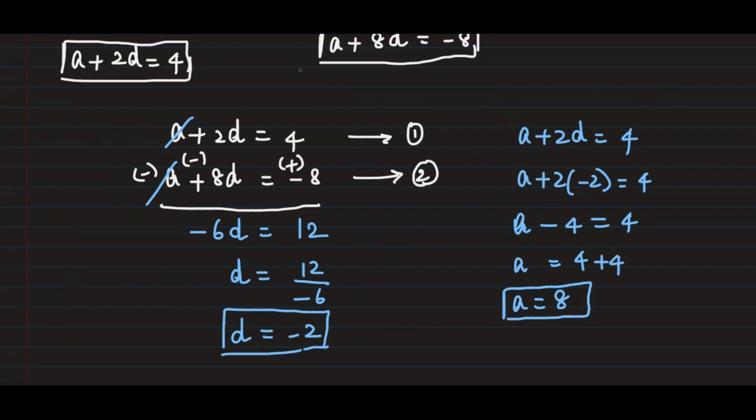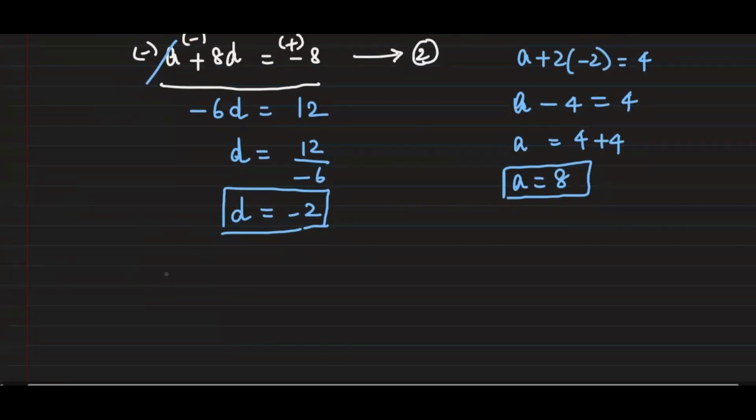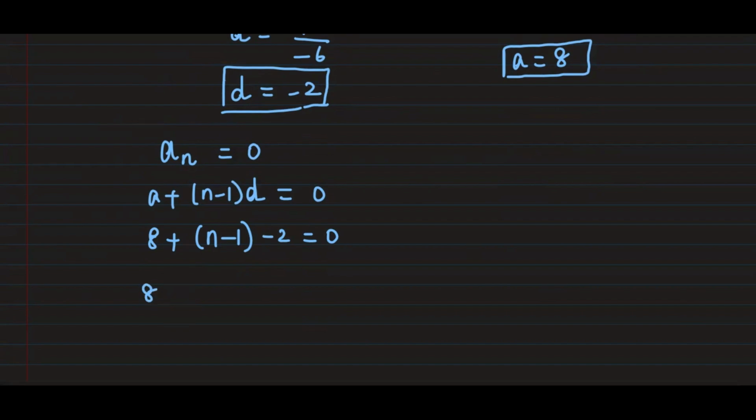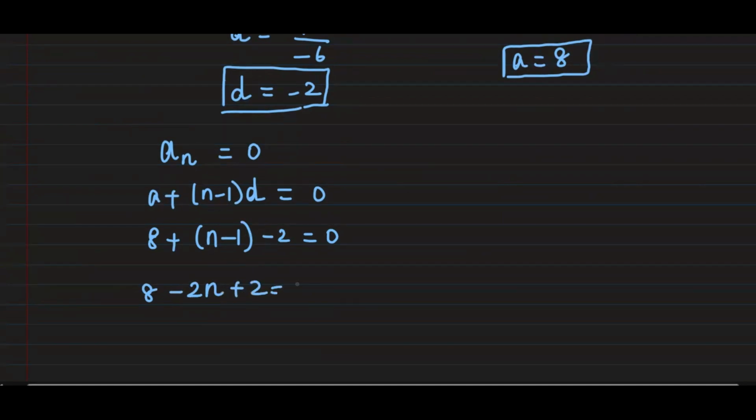Now let's see which term is actually 0. So here it is given that AN is equal to 0. We'll have to solve for N, okay? So A plus N minus 1 into D is equal to 0 here. A is 8. So 8 plus N minus 1 into D, which is -2, is equal to 0. Removing the brackets, N into minus 2 will become minus 2N. Minus 1 into minus 2 will become positive 2, which is equal to 0.